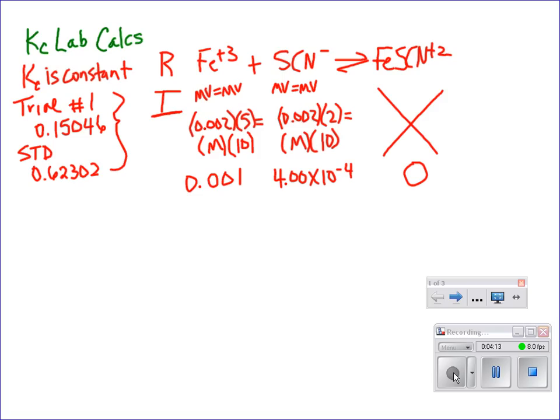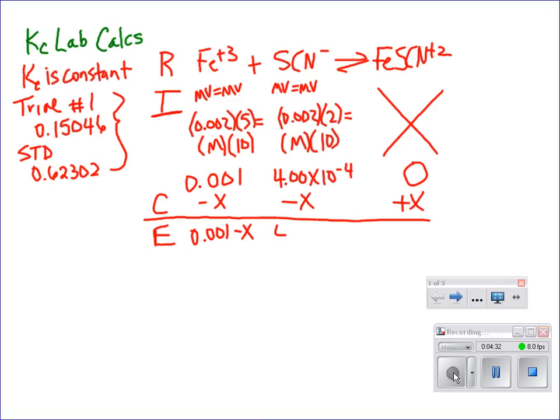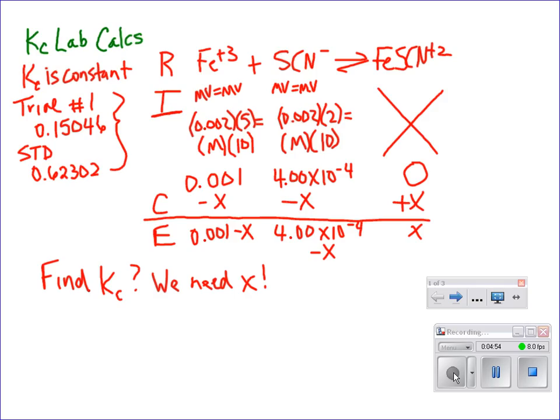So now we can actually start our RICE table. If we are going to find our K, we need all our equilibrium values, correct? So we do minus x, plus x. And so we get 0.001 minus x, 4.00 times 10 to the negative 4th minus x, and x. So in order to find K, well, we need x, right? So how do we find x? This is going to be where our standard comes into play. So I'm going to switch to a new slide. We'll come back to this and fill in our x and do all our solving here momentarily.